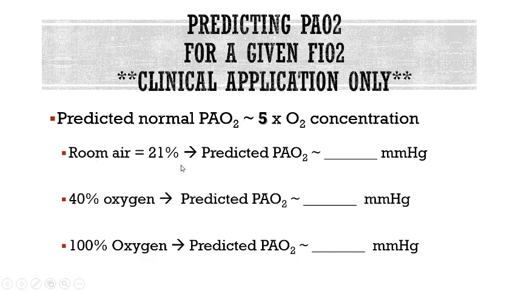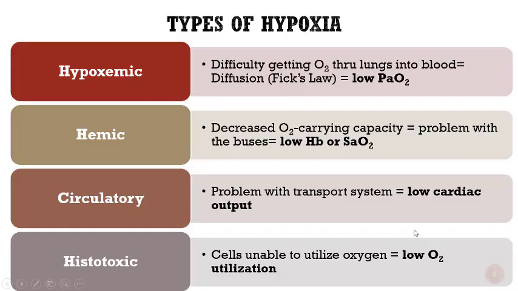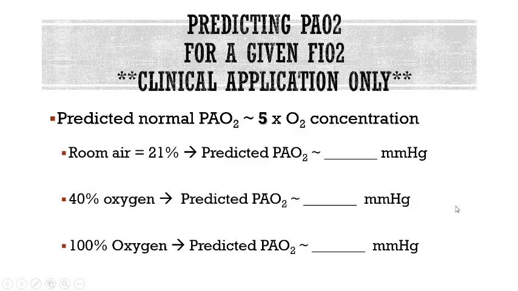So if you're on room air, you can take 21 times 5, it's around 100. If you're on 40%, 40 times 5 is about 200. 100%, 100 times 5 is around 500. So where this comes in handy, sorry, I'm getting click happy.